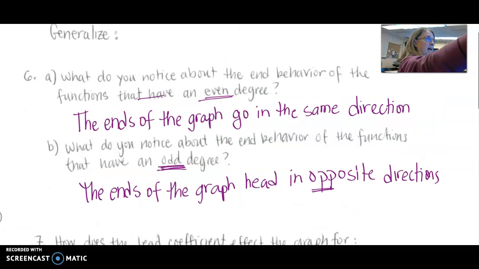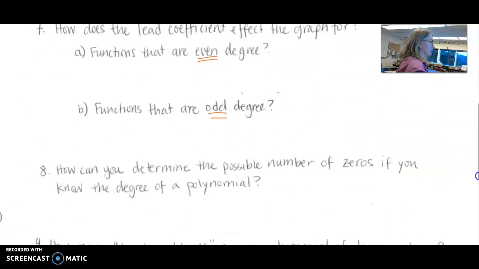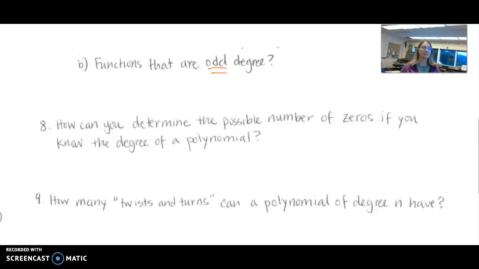So generalize that. How do you know the possible number of real zeros if you know the degree of the polynomial? Again, if you're having trouble with that, bring your questions to our next Zoom meeting and we'll go over it. And then how many twists and turns can a polynomial of degree n have?